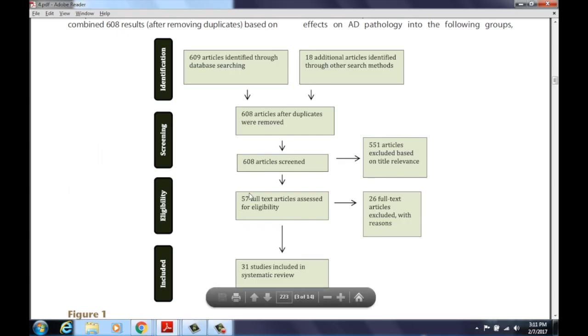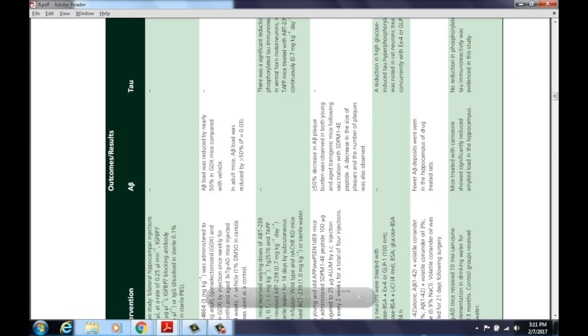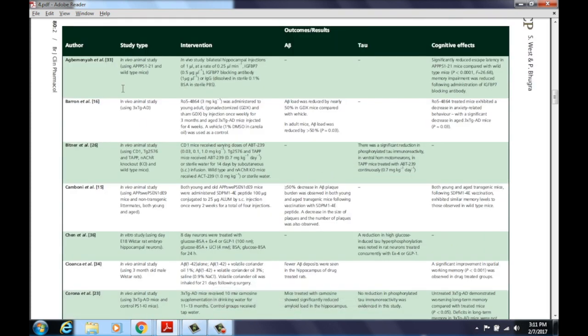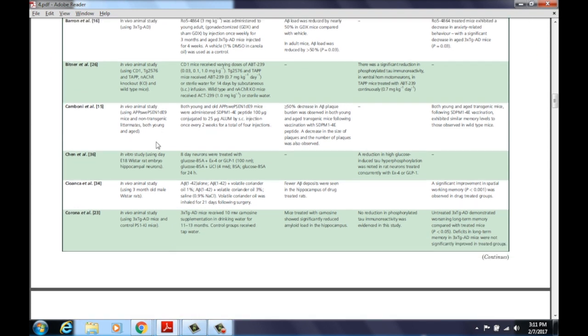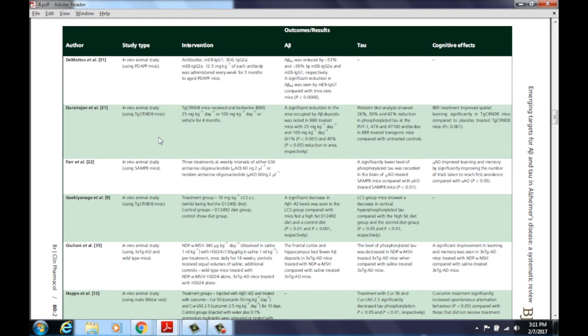So here again, referring to this article, here is one example of the data being extracted. Let me go ahead and rotate this for you. What we have here is a table of each article and the data from the article. You could see there were 36 articles here, several tables. We have the author of each study, and what they did here was they included the study type, the intervention, the treatments, and then the cognitive effects.